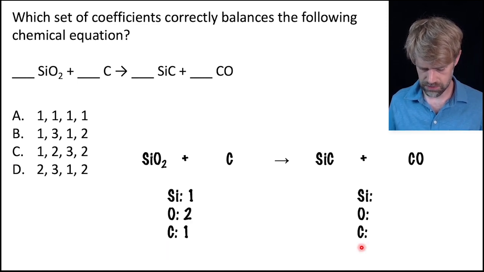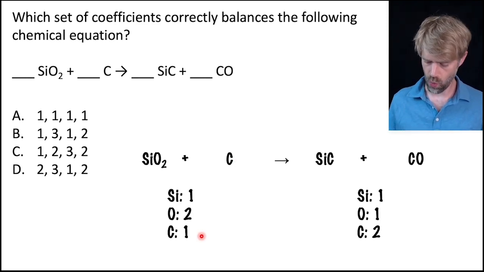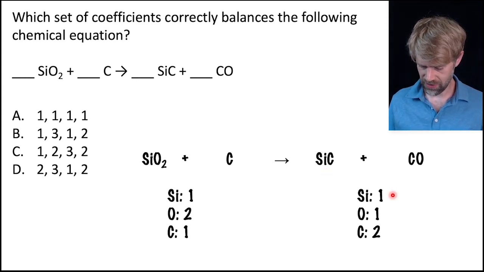on both sides. On the left side, we have 1 silicon, we have O2, so that means 2 oxygen, and we have 1 carbon. And on the right side, we have 1 silicon, we have 1 oxygen, CO, and we have 2 carbons, right? We have 2 carbons because we have 1 carbon here, and we have 1 carbon here, so it's going to be 2 carbons.